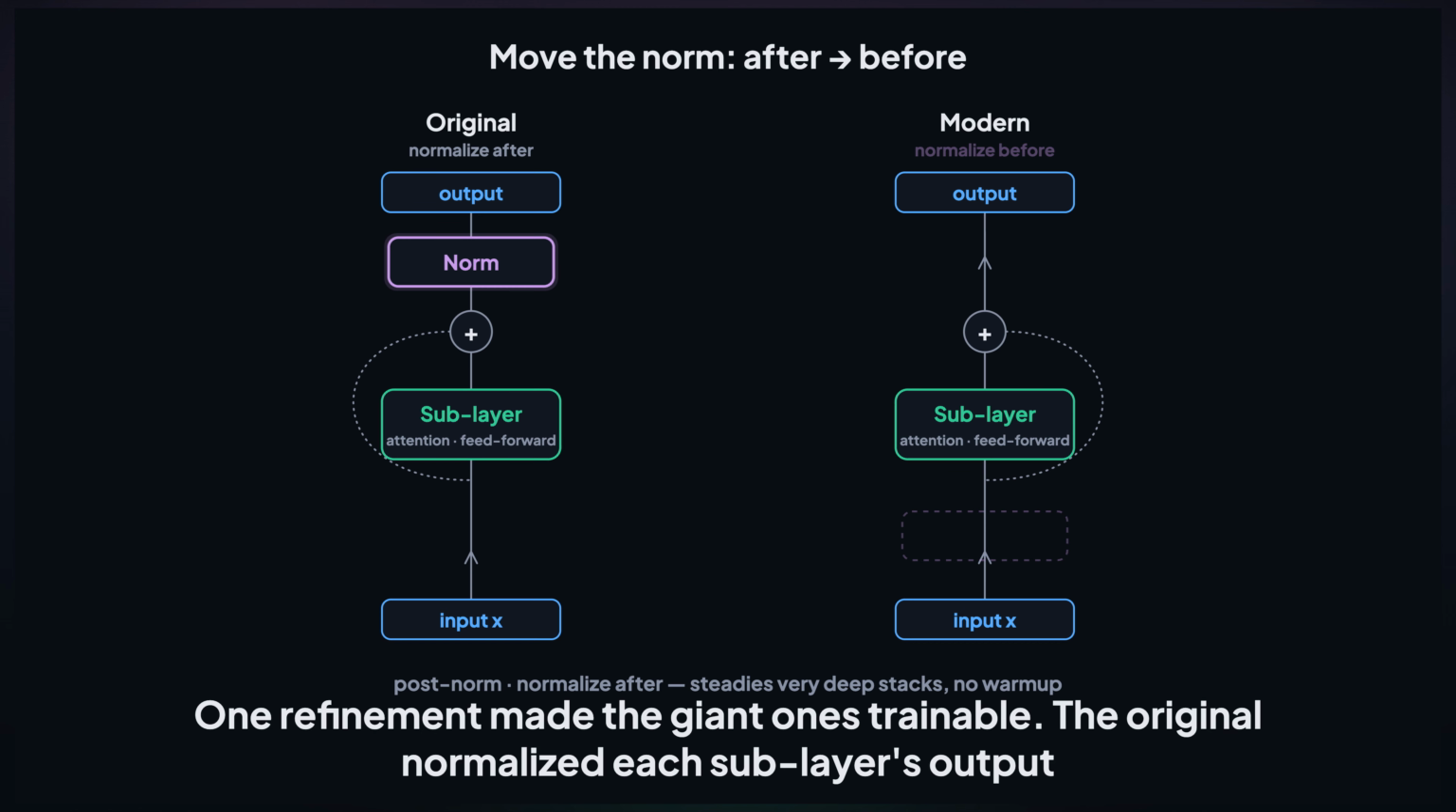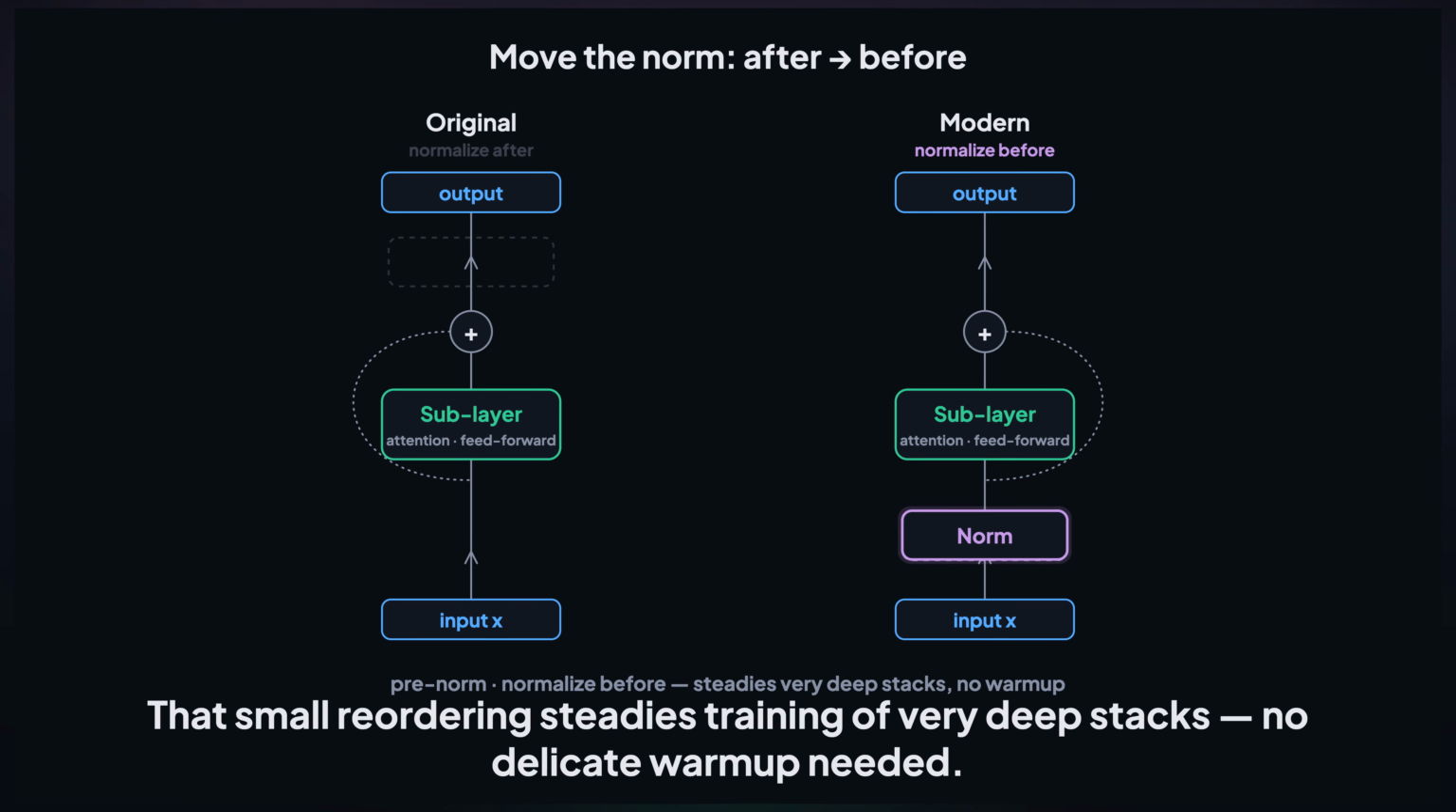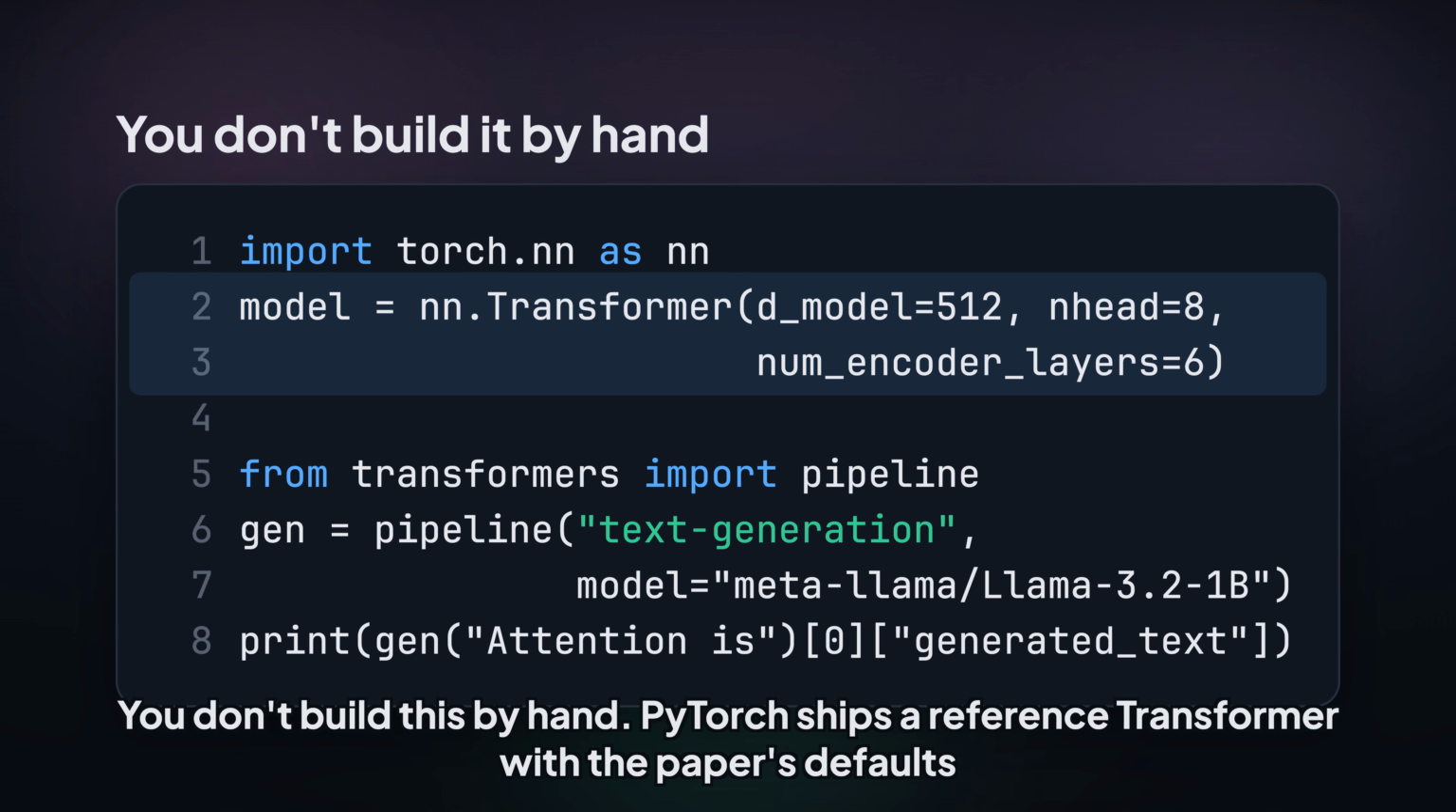One refinement made the giant ones trainable. The original normalized each sublayer's output afterward. Modern transformers normalize the input first, before attention and feed forward. That small reordering steadies training of very deep stacks. No delicate warm-up needed.